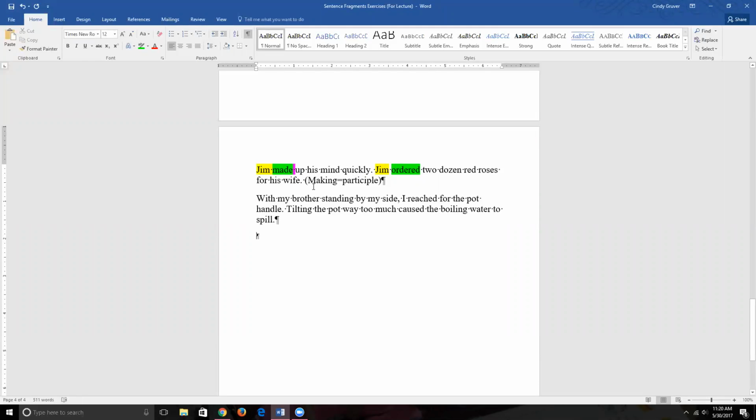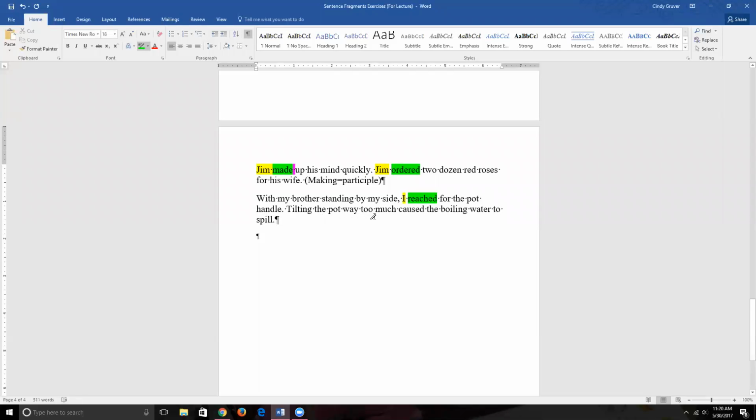Now let's do the last set of sentences. With my brother standing by my side, I reached for the pot handle. Okay, well, our subject is I. And the verb is reached. Let's see if it's a complete thought. With my brother standing by my side, I reached for the pot handle. Sounds like a complete thought to me.